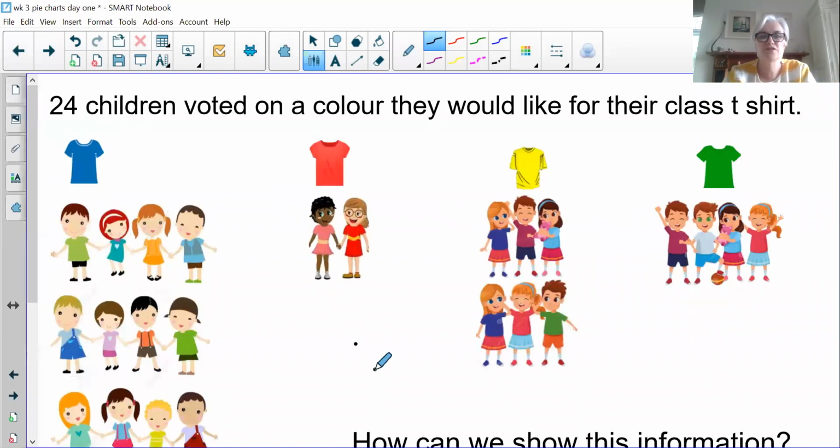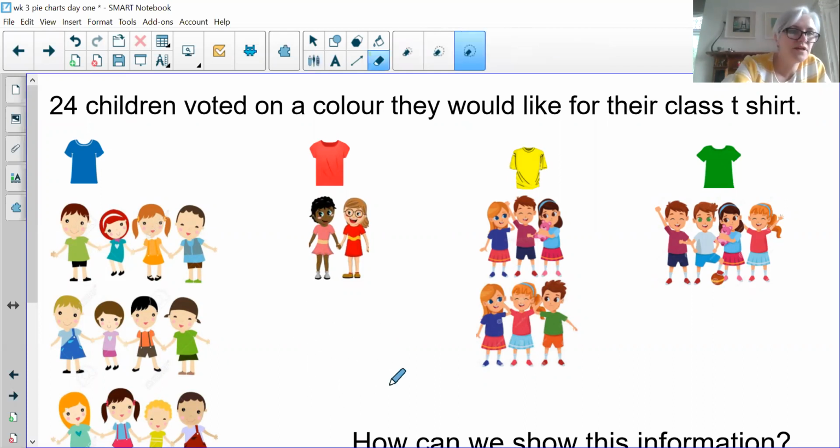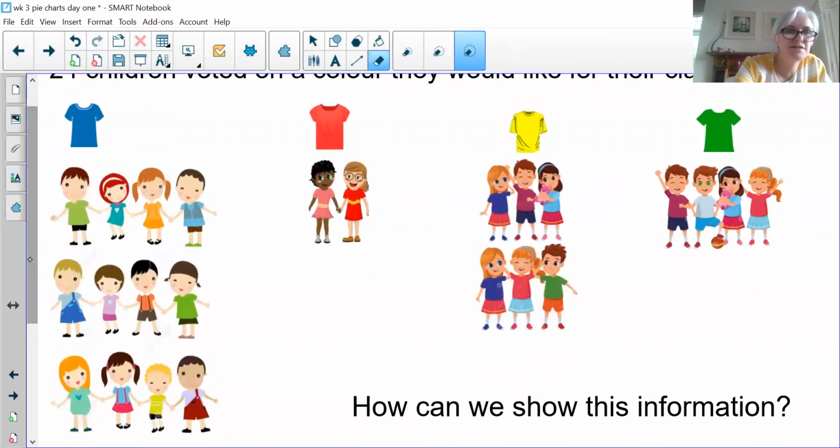Right, so 24 children voted on the colour of t-shirt that they might like to be their class t-shirt. Let me just move that up a little bit. Not a great start, that is it. You can see that how many of them voted blue? 4, 8, 12 voted for blue, 2 voted for red, 6 voted for yellow, and 4 voted for green.